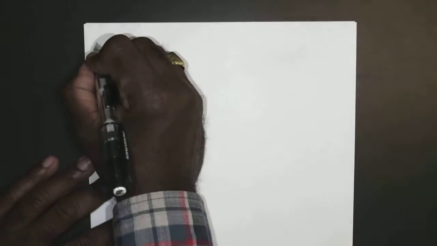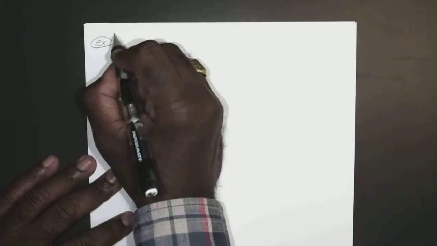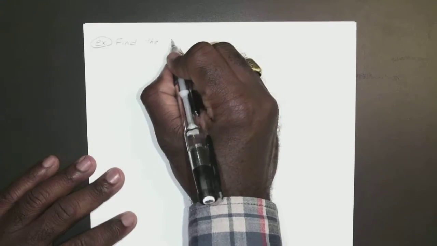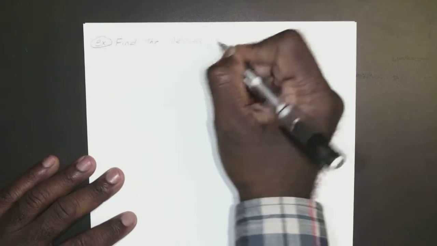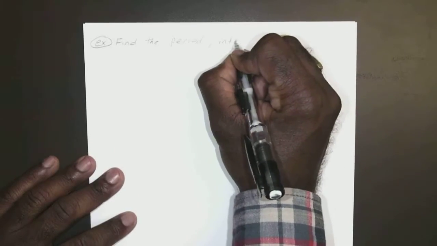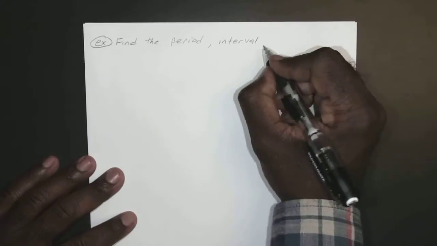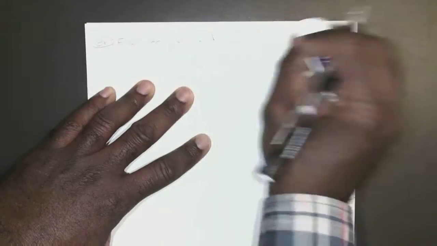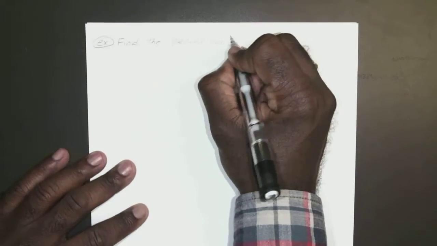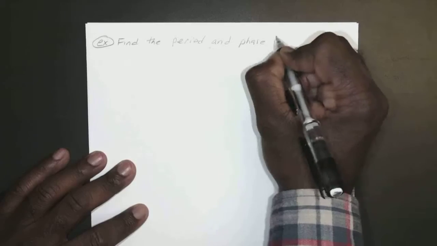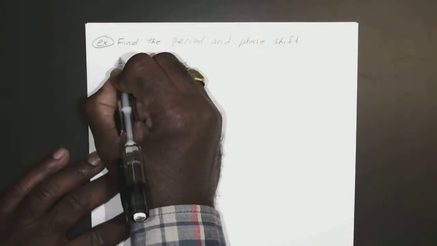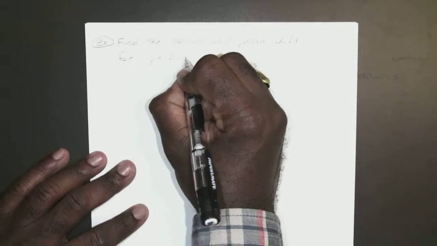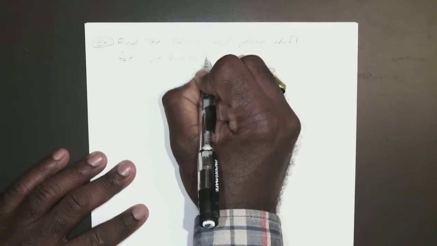Okay, so let's say, for example, find the period, interval, well, actually just the period and the phase shift for this one. For, let's say y equals 2 cotangent of x over 3.